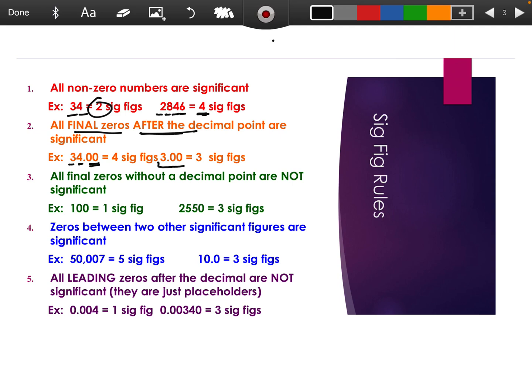All right, if you look at the next example, 3.00, the 3 would count because it's not a zero. And these zeros are at the end of the number and after the decimal, so they also would count. That's where you get your 3 sig figs.